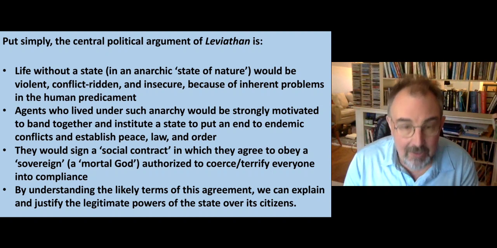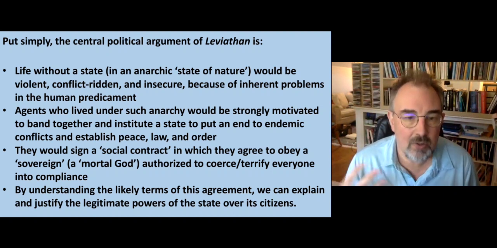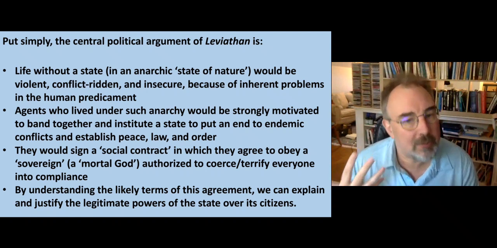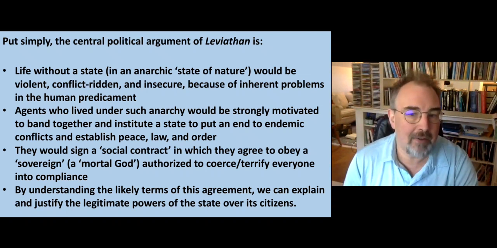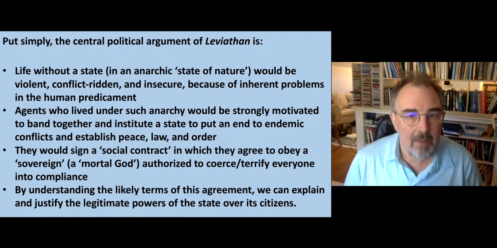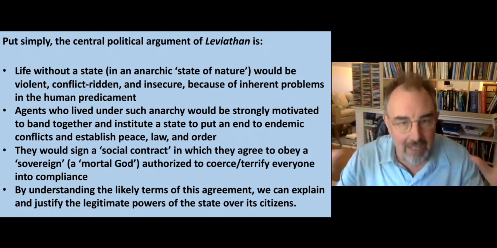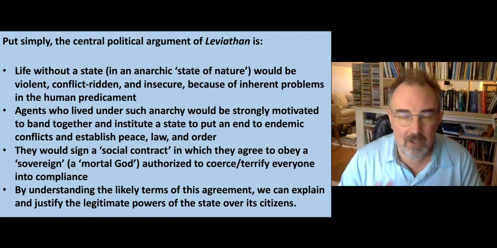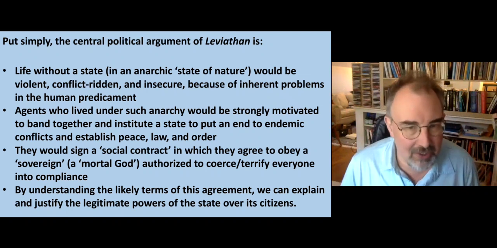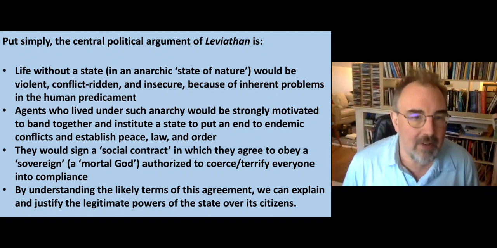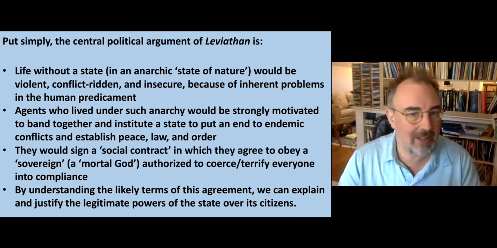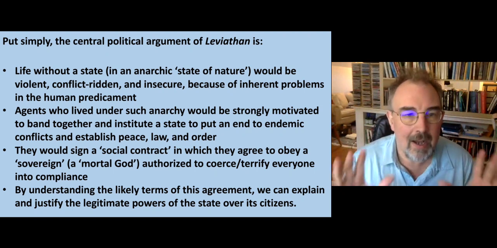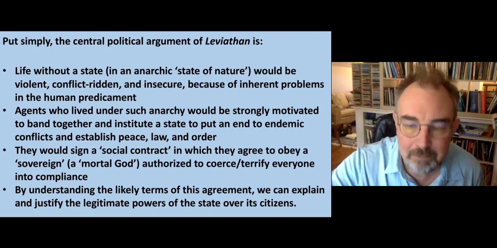By understanding the likely terms of this agreement, this social contract, Hobbes thinks we can explain and justify the legitimate powers of the state over its citizens. This, in very, very outlined skeletal form, is Hobbes's basic position. This is enough for a Cliff Notes summary. It's enough to get by in a cocktail party discussion if Hobbes comes up, but it's not enough for this class. We're going to have to flesh out the details of his theory, which on inspection turn out to be extremely interesting and very, very challenging.